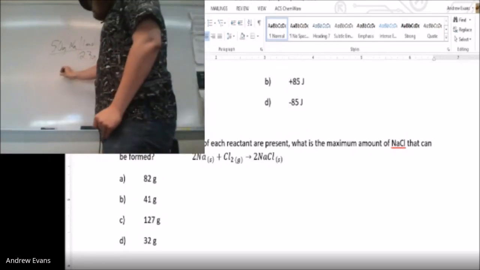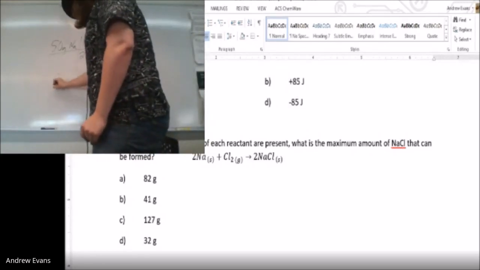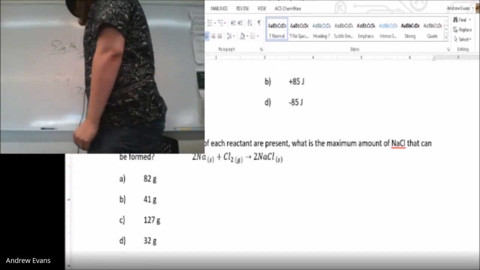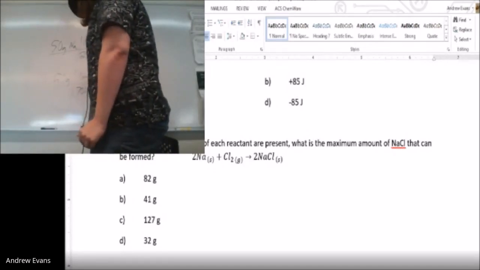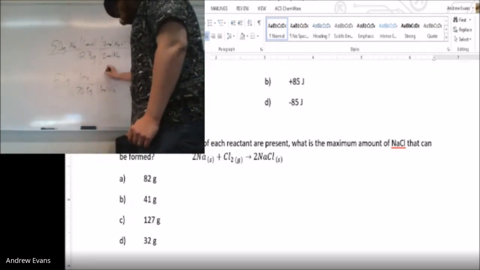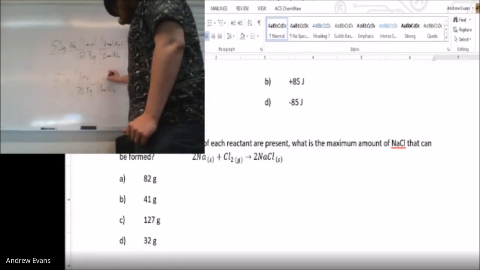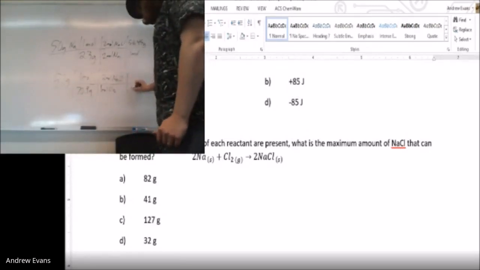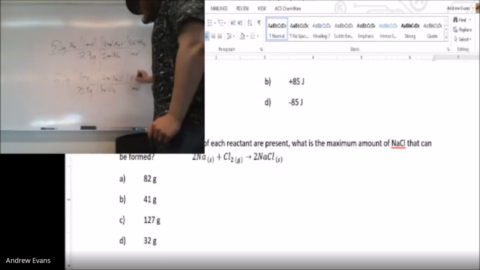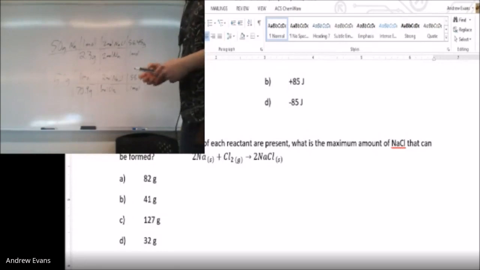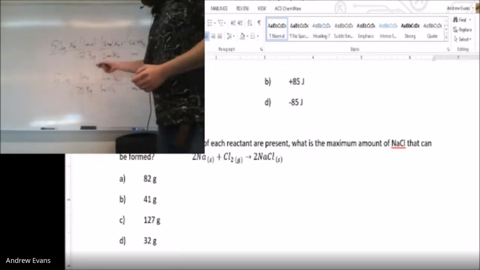Now doing the other one, setting them up, 50 grams. The molar mass is 70.9 because 35.45 times 2. For every 1 mole of chlorine, we will have 2 moles of sodium chloride. And the molar mass is the same. Okay. Where does this equation differ? It differs right there and right there, the molar mass.